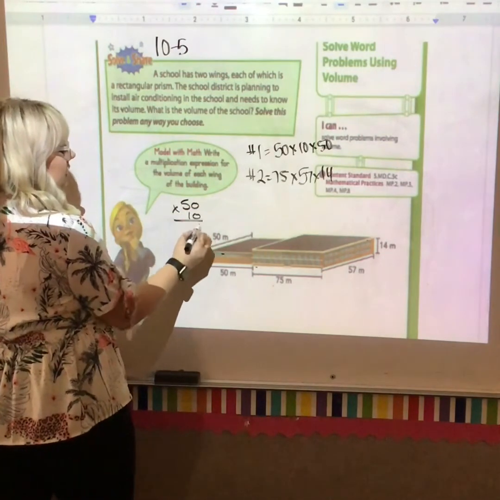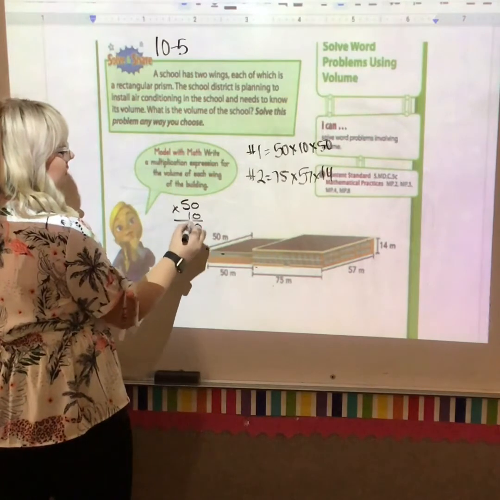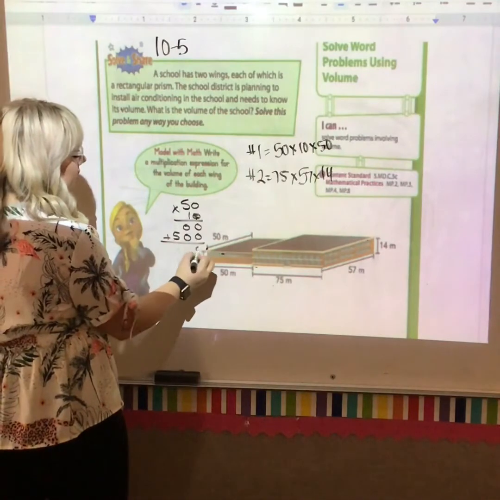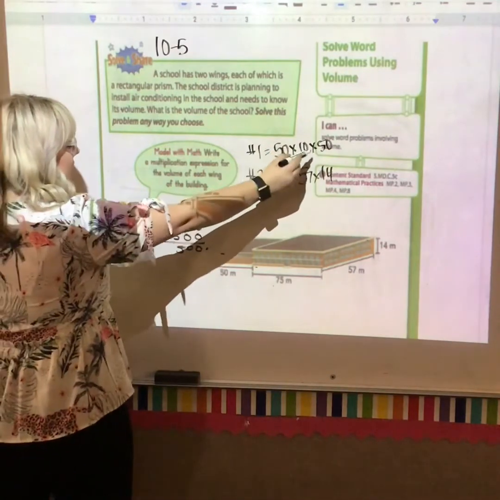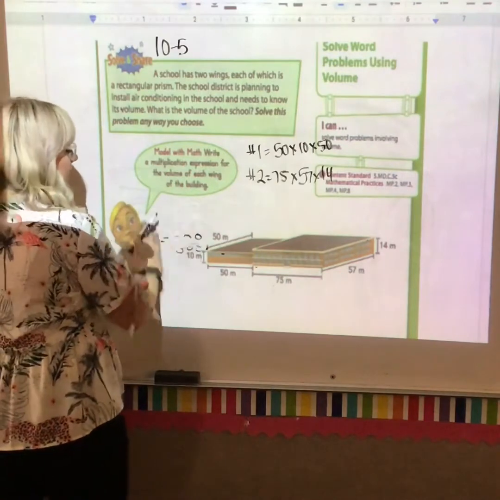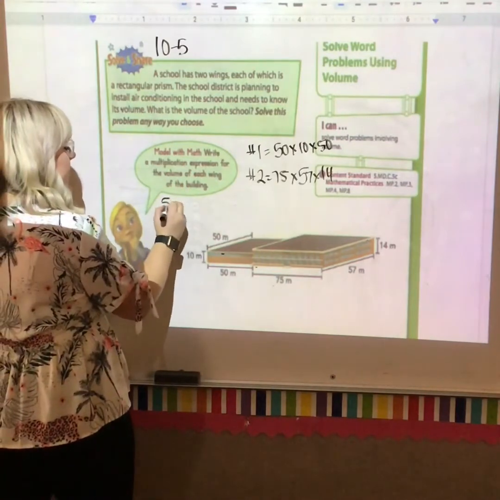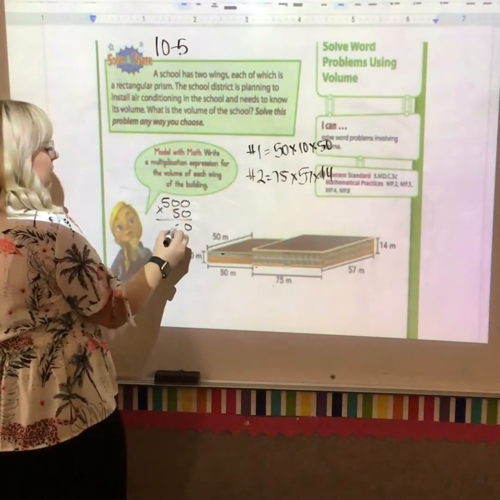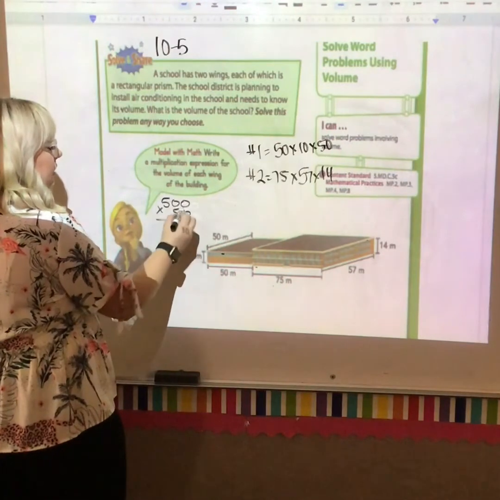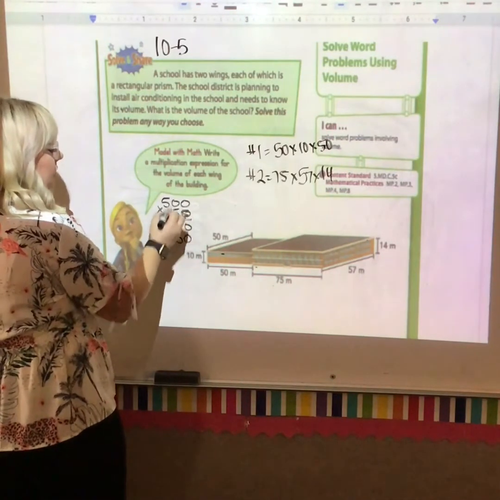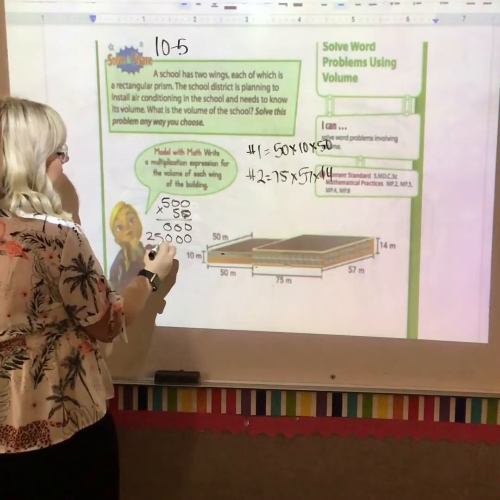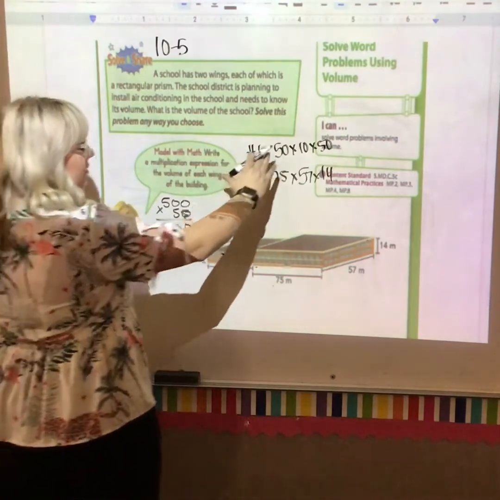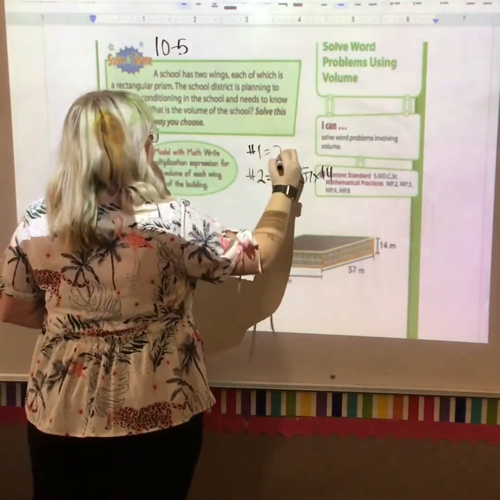But we're going to go with the first shape first, and you're going to do 50 times 10. 0 times 0 is 0, 0 times 5 is 0. Second row, cross that out. 1 times 0 is 0, 1 times 5 is 5. Your answer is 500. But you still have to times it by another 50. So I'm going to take this 500 right here and times that by 50. 0 times 0 is 0, 0 times 0 is 0, 0 times 5 is 0, add another 0. 5 times 0 is 0, 5 times 0 is 0, 5 times 5 is 25. Okay, so the first volume is 25,000.